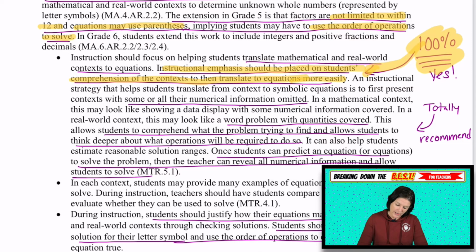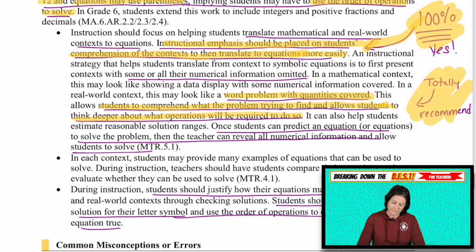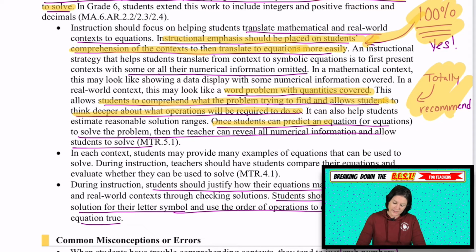And a way to help with this is to take a word problem with the quantities covered. Cover them up. This will allow students to comprehend what the problem is trying to find, and allow students to think deeper about which operations will be required to do so. I totally recommend doing that. And once a student understands and can predict an equation, then we can reveal the numerical information.